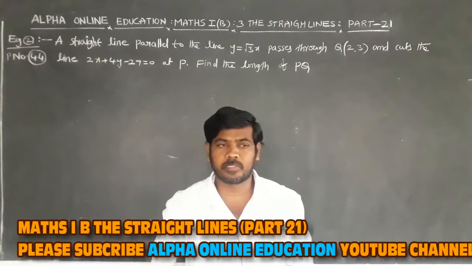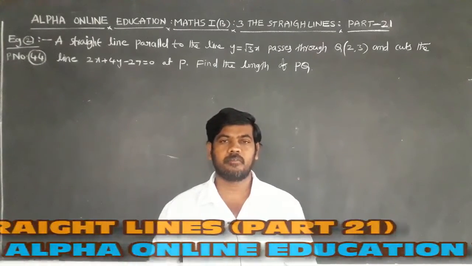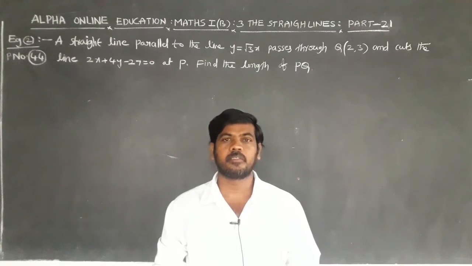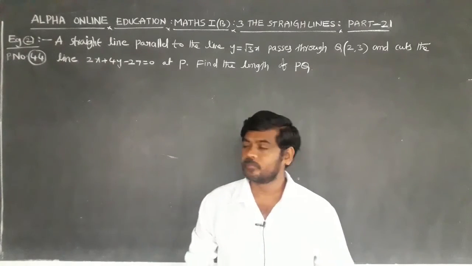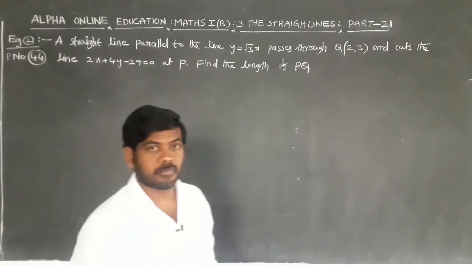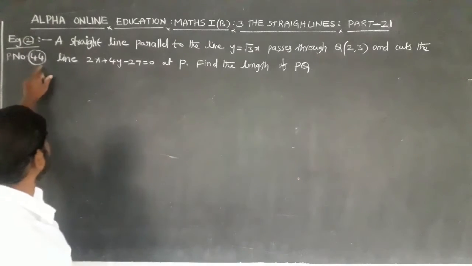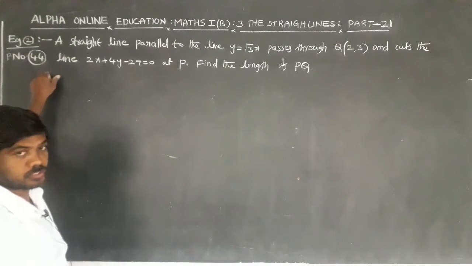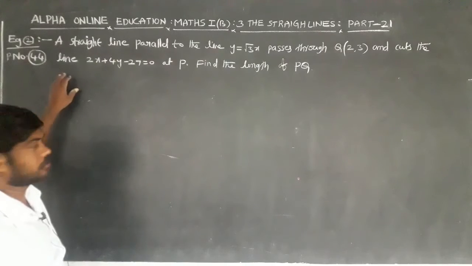Most important problems. Mathematics 1B, third chapter, the straight lines. First one is example number 2, page number 44, most important problem in 4 marks.